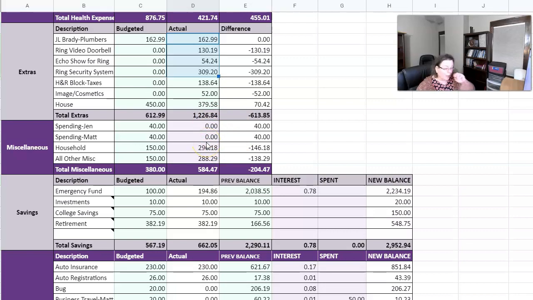In miscellaneous, neither Matt or I have been doing any spending at all. It's been wrapped into the spending on dining and things like that for the whole family.